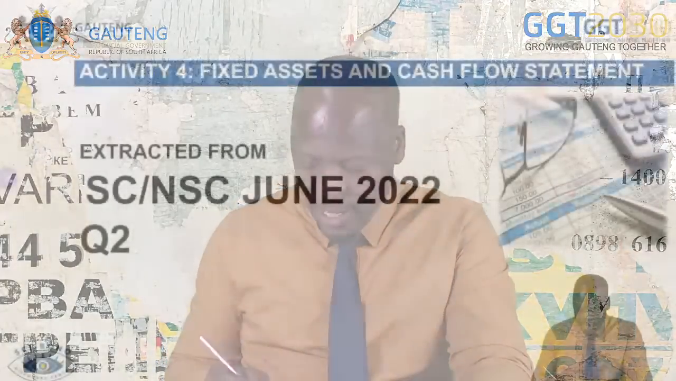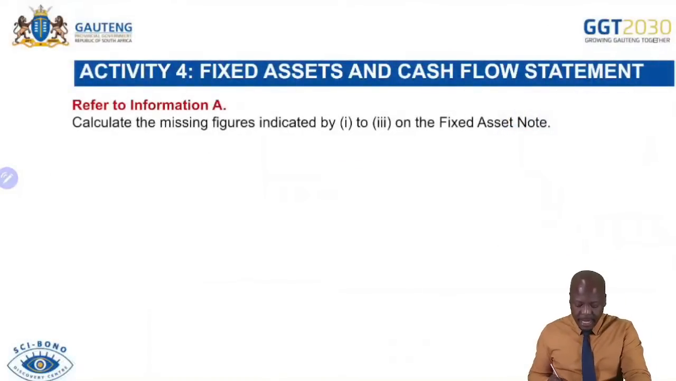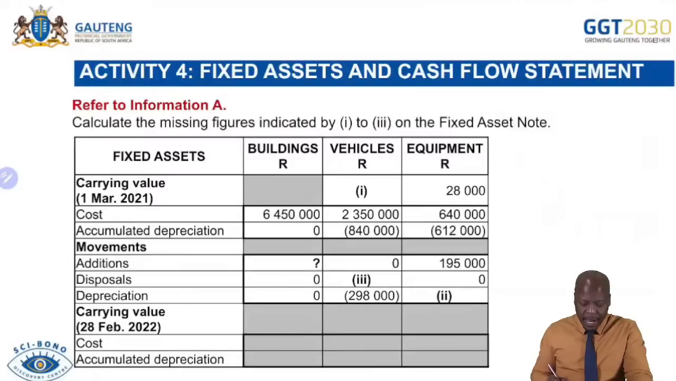Welcome back, dear learners. Before the ad break, I promised you that I was going to do a question from the NSC June 2022 paper, question 2. All right, let's look at this question. It says, calculate the missing figures indicated 1 to 3 on the fixed asset note. All right, so we're going to do the fixed asset note.